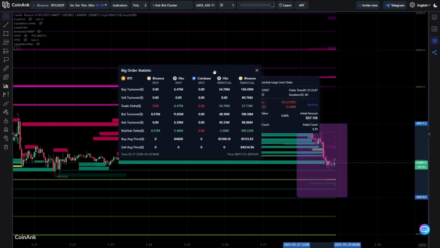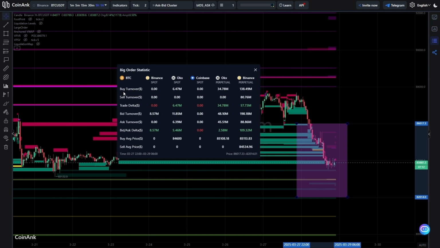And now we get this data of the range. So we have a buy turnover, sell turnover, a delta. We have the bids turnover, the ask turnover, and the bid ask delta, which is the most important thing for us to look at. More specifically, the Binance perpetual one.